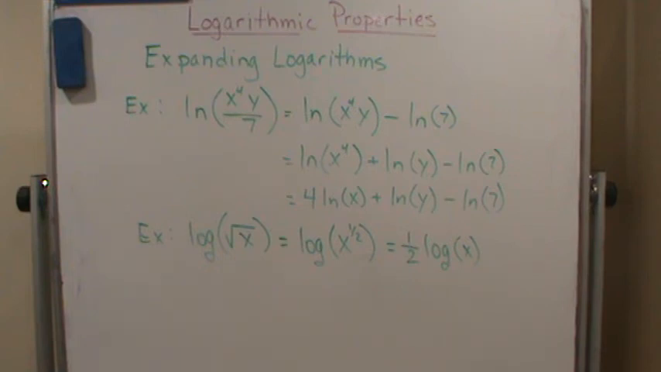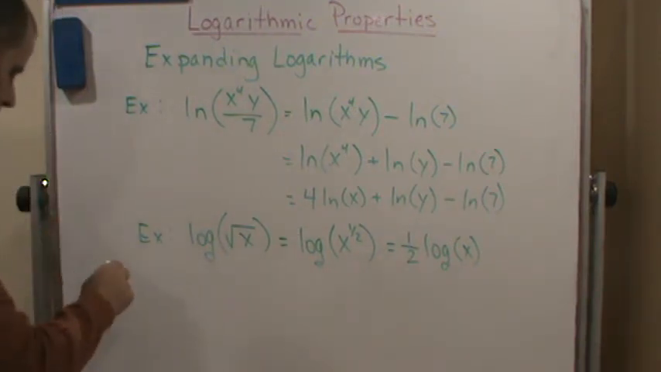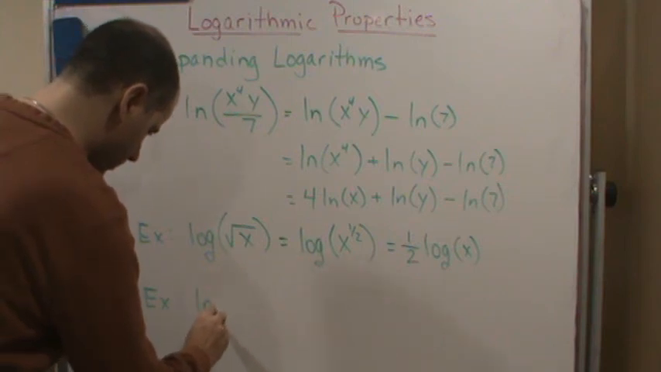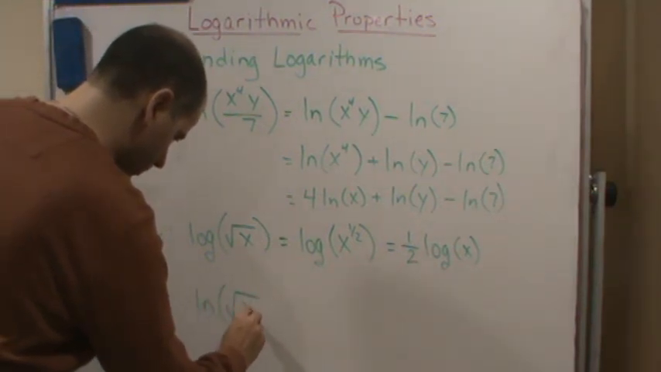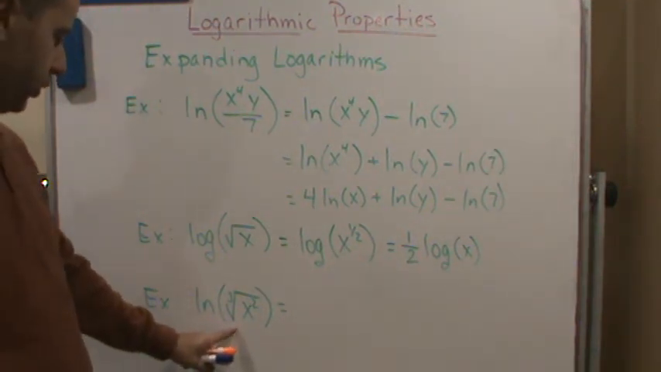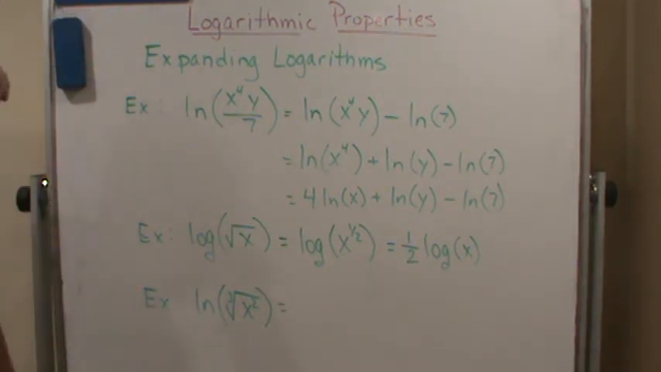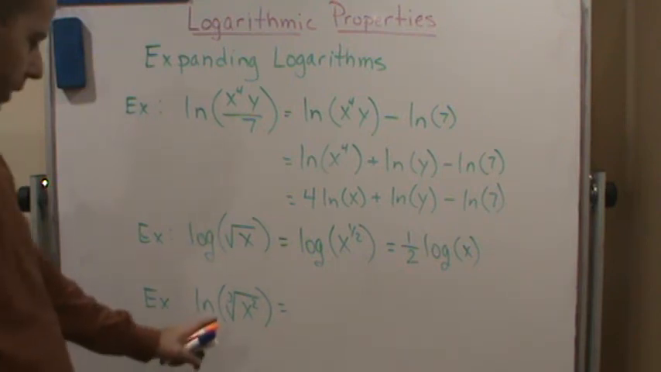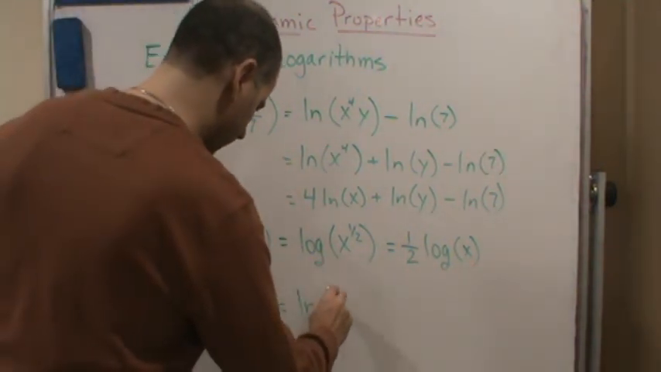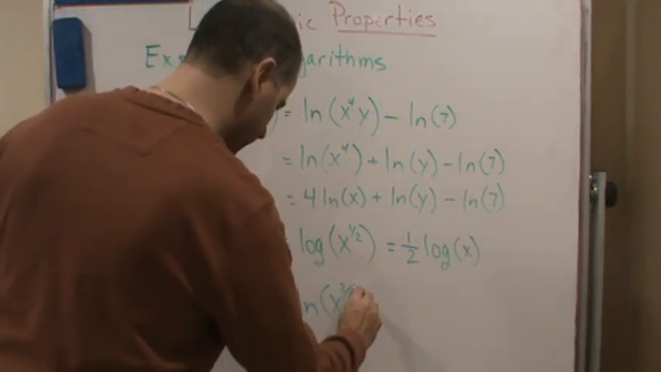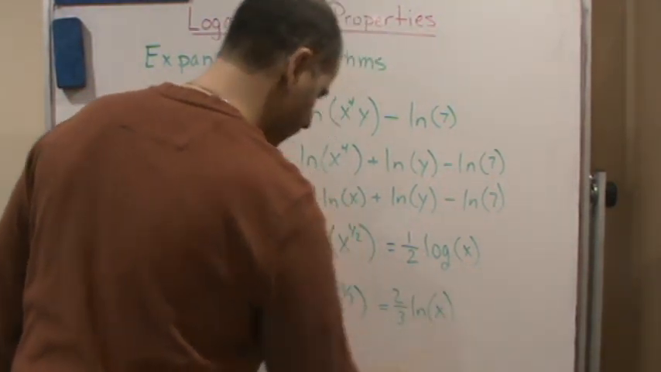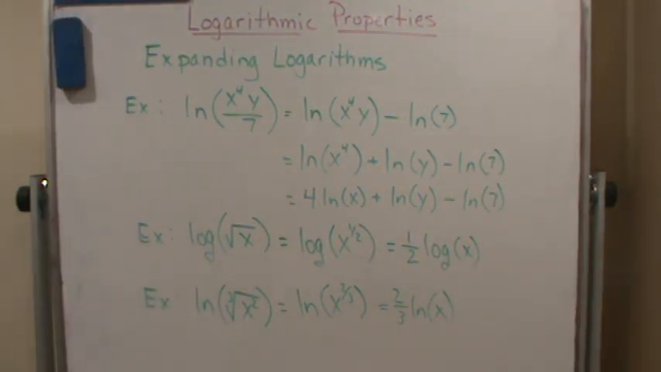Now what about this one? Okay, so now I'm taking the natural log of the cube root of x squared. Well now, again, I'm just going to write this as an exponent, right? So I can write this as x to the 2/3. That's what I would do. So I'm going to write it as natural log of x to the 2/3 power. And so then this is going to equal 2/3 times the natural log of x. And I'm done. It's that easy.